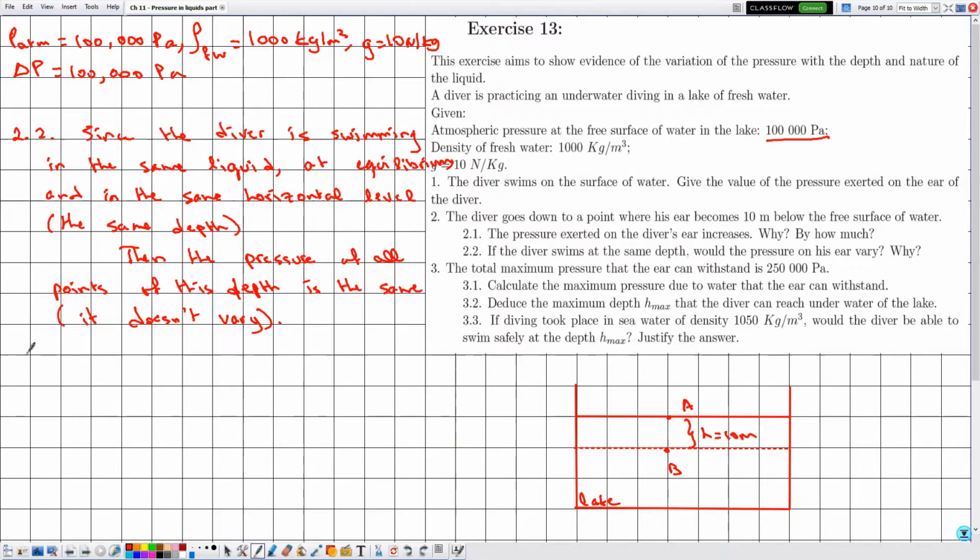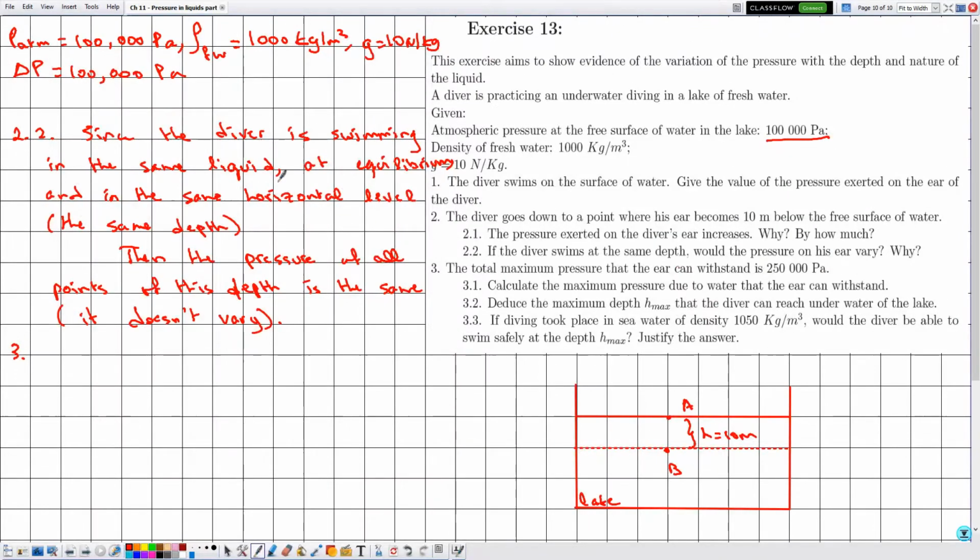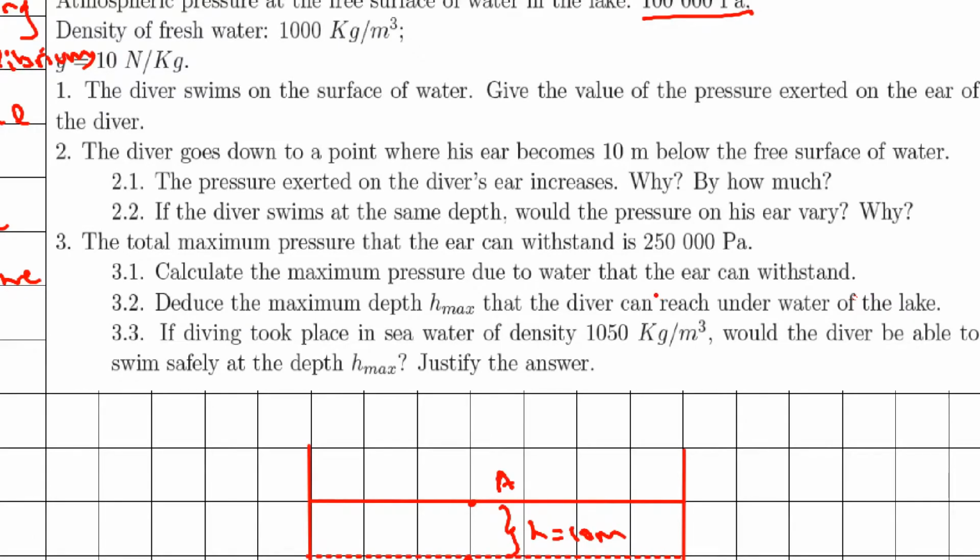Now as for number 3, the total maximum pressure that the ear can withstand is 250,000 Pascal. So P max, which corresponds to the total pressure that the ear can withstand, is 250,000 Pascal. Now 3.1, calculate the maximum pressure due to water that the ear can withstand. So the given is the total maximum pressure that the ear can withstand, and we are interested in determining the maximum pressure due to water.